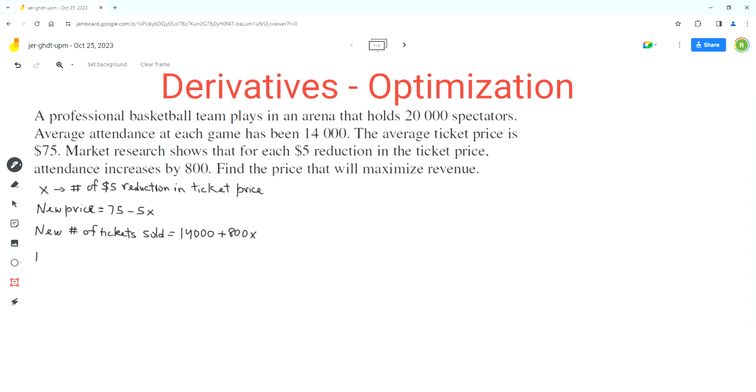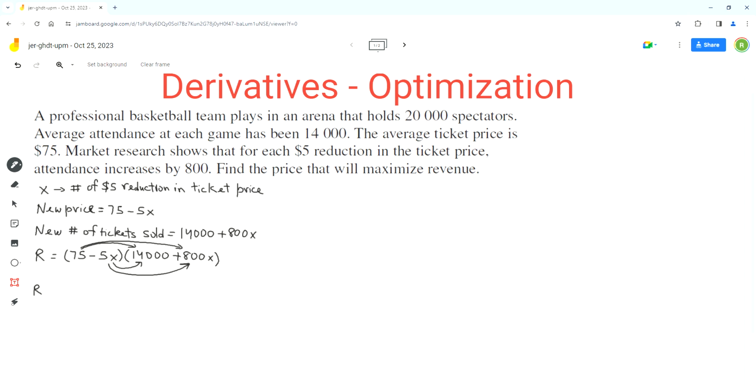Now we can write the revenue function. R represents revenue. So revenue will be equal to the new price, which is 75 minus 5x, times 14,000 plus 800x. This is the revenue function in terms of x. Now we can distribute the terms in the parentheses using the FOIL method. So we'll multiply 75 by 14,000, then 75 by 800x, then negative 5x by 14,000, and then negative 5x by 800x.